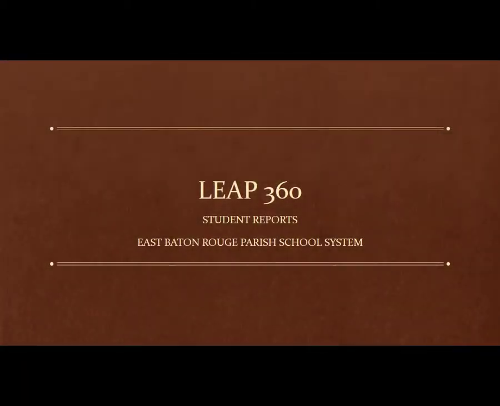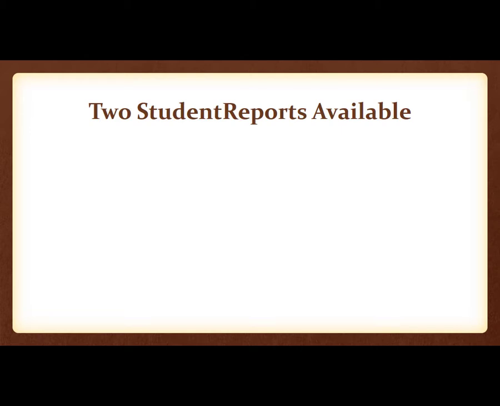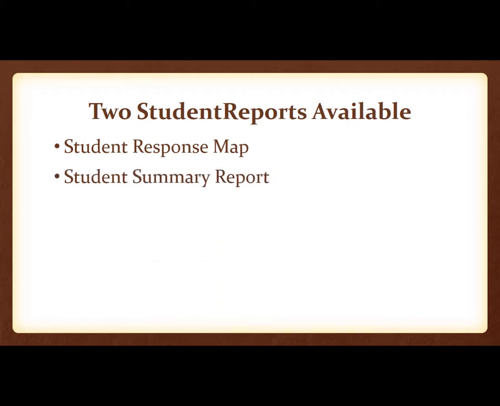In Leap 360, there are student reports that are available for both the teacher and the parents. There are two student reports available. The first one is called the Student Response Map, and the second is called the Student Summary Report. Those are the two student reports that are available for both teachers and parents.